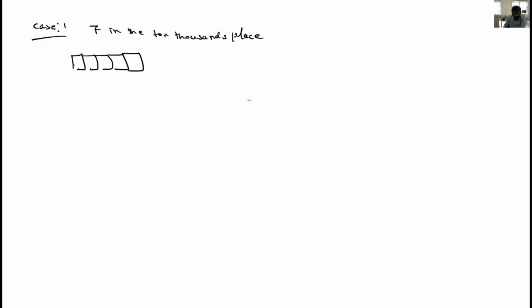So consider case 1. That means 7 in the 10,000s place. The question is a 5-digit number. Here I will consider 5 vacant places: 1, 2, 3, 4, 5. See, fixing 7 in the 10,000s place, here only one possibility. Then go to the thousands place.